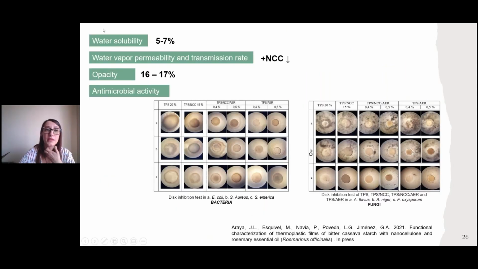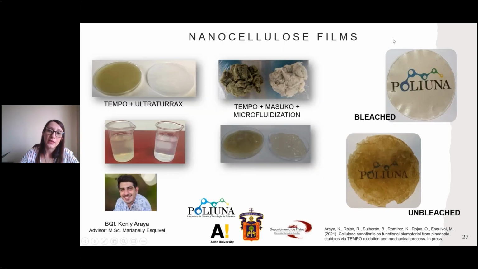Also for this material, water solubility analysis, water vapor permeability and transmission, and opacity were made. Also, some antimicrobial activity tests were applied for some bacteria and some fungi, and it gave interesting results for application in food. Also, we prepared nanocellulose films.